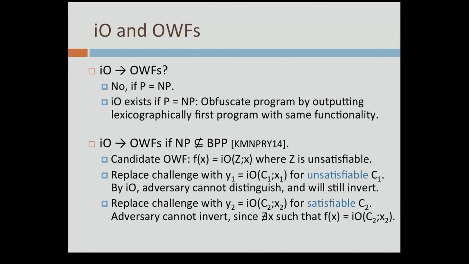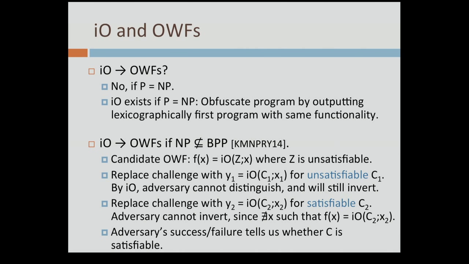Now imagine that instead I put a circuit in there that is satisfiable. Then the adversary can't invert, because there doesn't exist any x such that this y2 is an obfuscation of C2. The set of obfuscations of C2 is disjoint from the set of obfuscations of Z, because they have different functionalities. So this gives me a way to tell whether a circuit C is satisfiable or not. I just feed it to this inverter, and depending on its success or not, it'll tell me whether it's satisfiable or not. So that proves the claim.